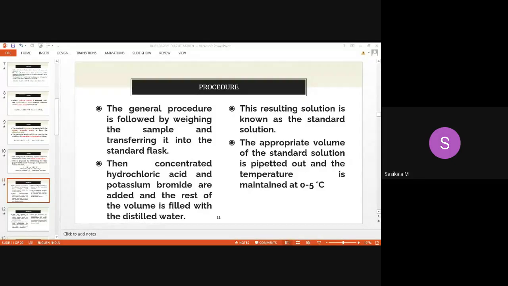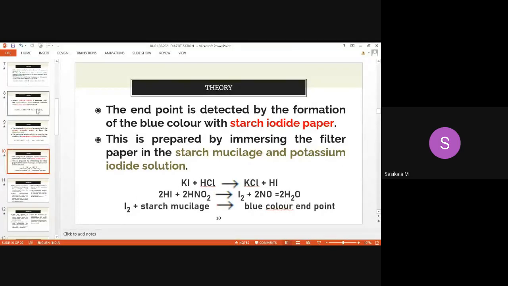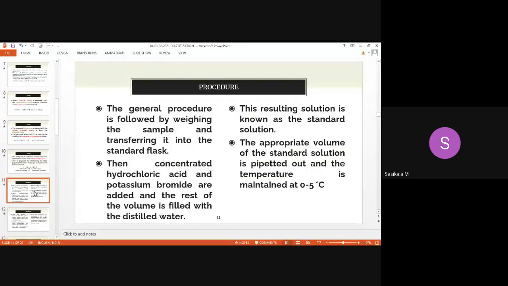Nitrous acid, sodium nitrite, hydrochloric acid, and the appearance of blue color is the endpoint. So that is the common reaction behind the diazotization method. Let's move on to the procedure behind the diazotization method.